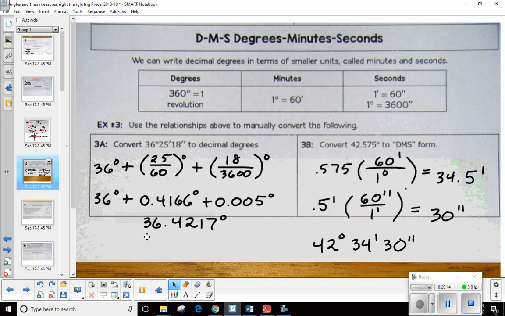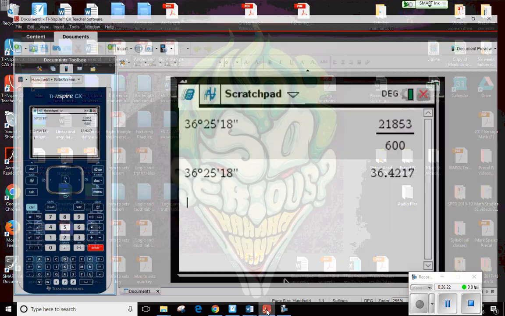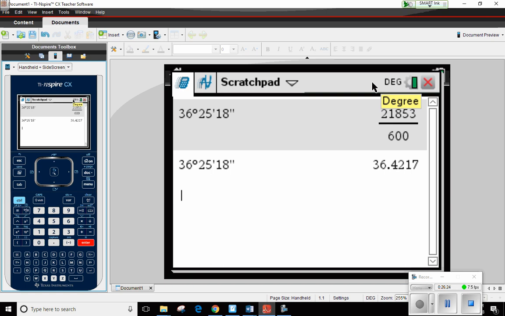Here's why: your calculator is probably in radians. But we're talking about degrees. You see right up here in the top right, mine says DEG. It's in degrees. And that's one thing we do need to make sure of, whether we're dealing with degrees or radians, that we can change that easily.